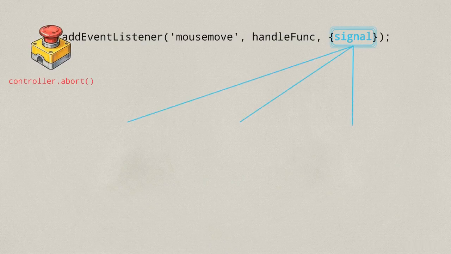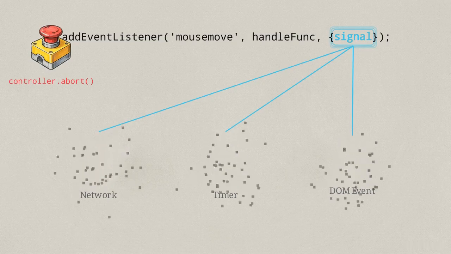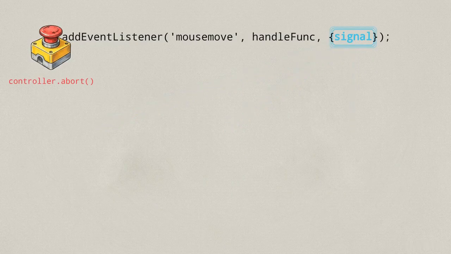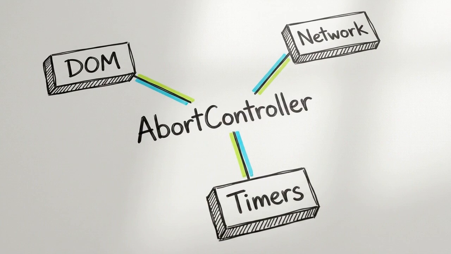You can pass the same abort signal to a network fetch, a timer, and multiple event listeners simultaneously. A single abort call instantly terminates every connected operation. This eliminates the need to track function references or manage internal Boolean flags for cleanup. AbortController provides the native, unified mechanism for declarative resource cancellation across the entire runtime.